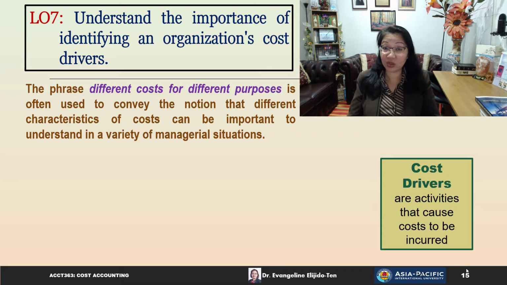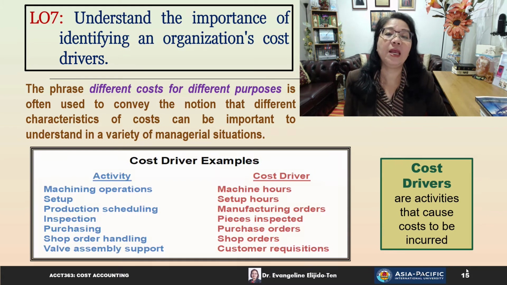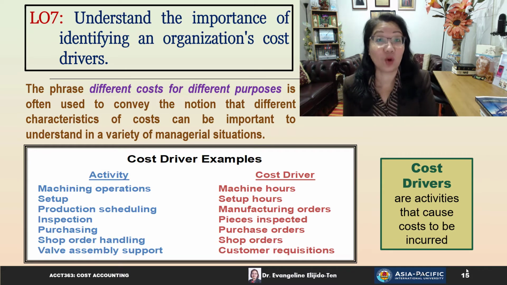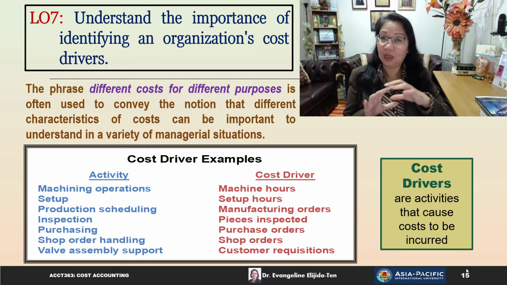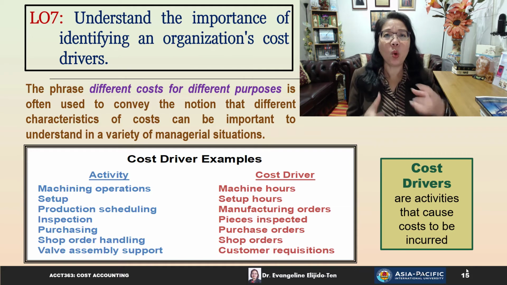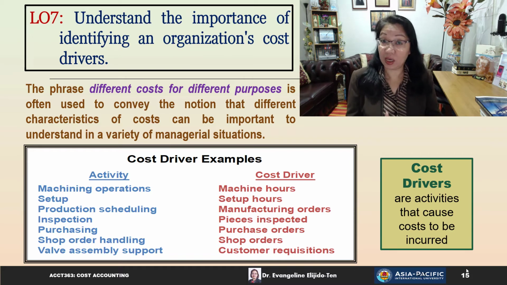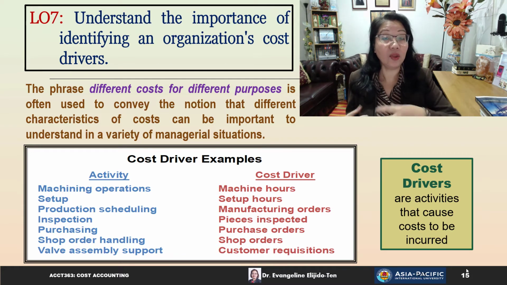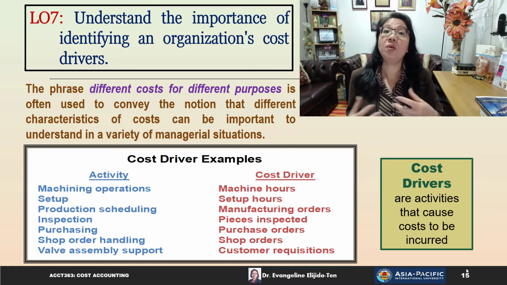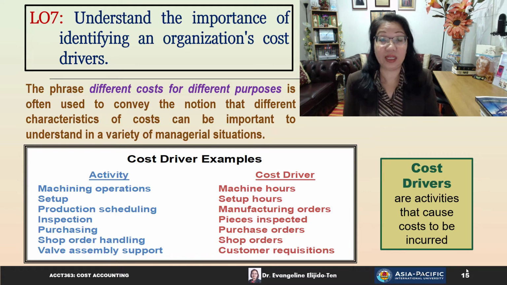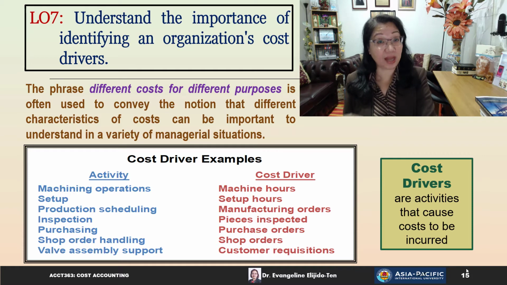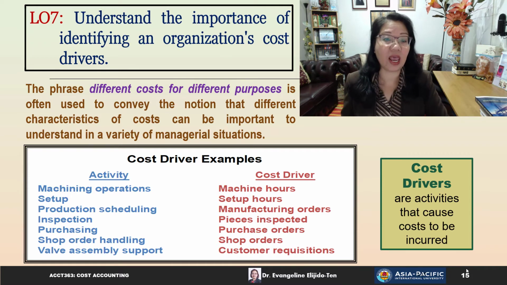So what are cost drivers again? These are activities that cause costs to be incurred. Here are some examples of cost drivers. An activity could be the machining operations. What drives the costs incurred in machining operations? Well, the number of machine hours. The more you use the machines, the more your cost in operating the machines would be. Therefore, machine hours would be the cost driver.